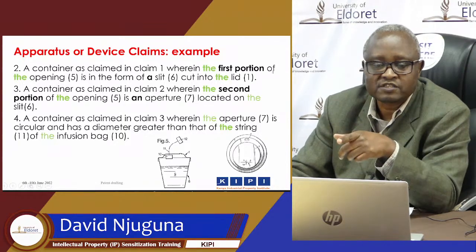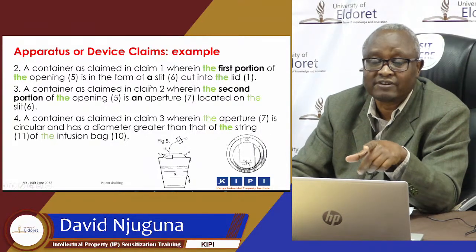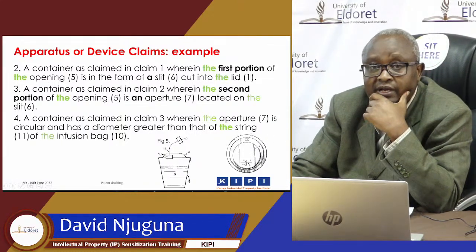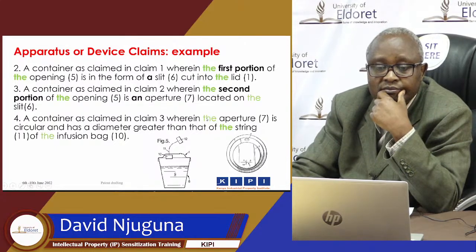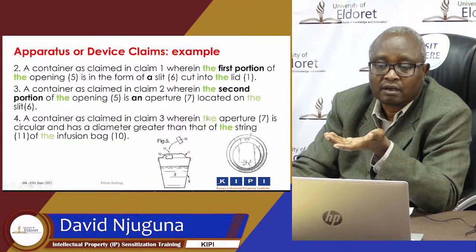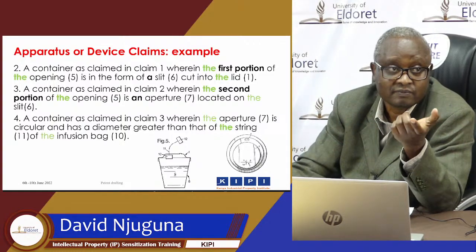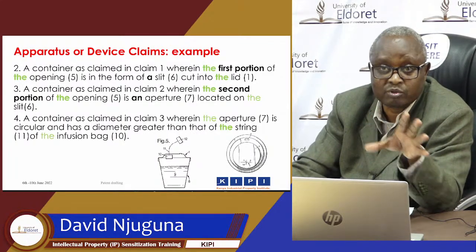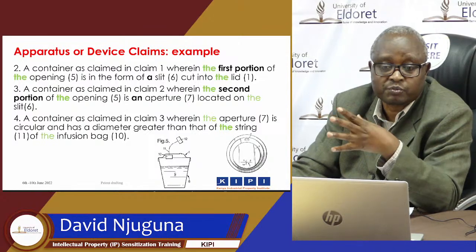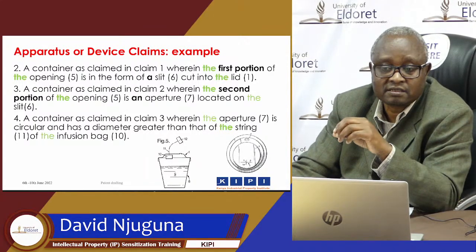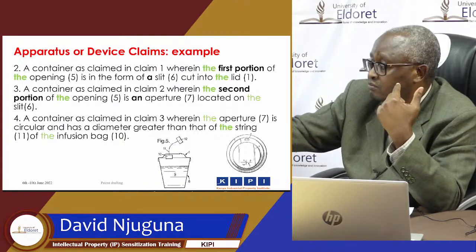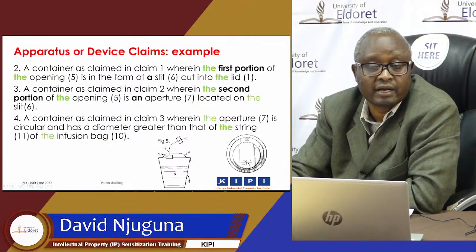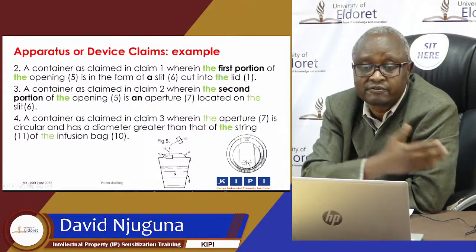We're in the first portion of the opening is in the form of a slit. That slit, where is it? It's somewhere down there. It's a slit. That's what's saying that that opening is in the form of a slit, cut into the lid. So the claim number 2 is done. It's just elaborating on what is this, the first portion. In the form of a slit, cut into the lid. So it's just an element of putting a slit into the lid. So 2 is a dependent claim because it makes reference to claim number 1.